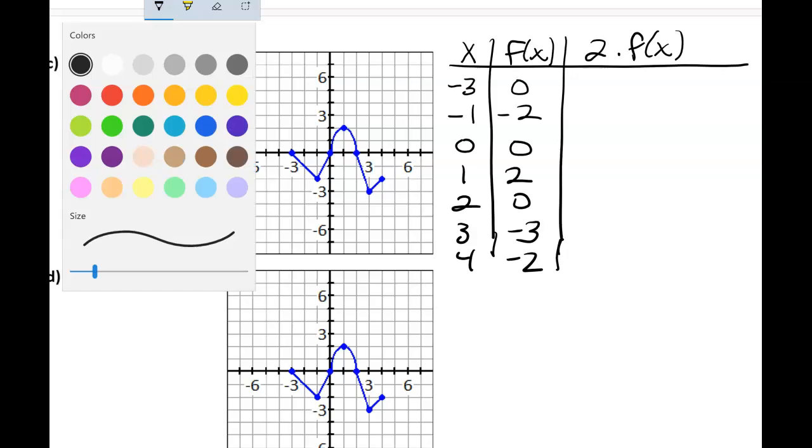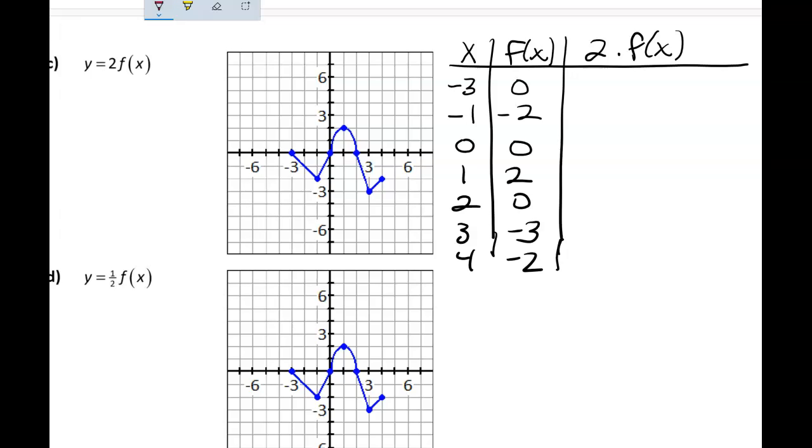The last column is produced by taking 2 times the f of x values in the second to last column. So 2 times 0 is 0, and so on. Multiply all those by 2. -3 times 2 is -6. -2 times 2 is -4. So we have -3, 0, -1, -4, 0, 0. So here's what the first part of the graph looks like.